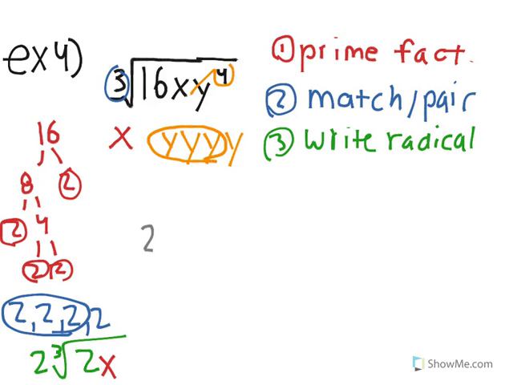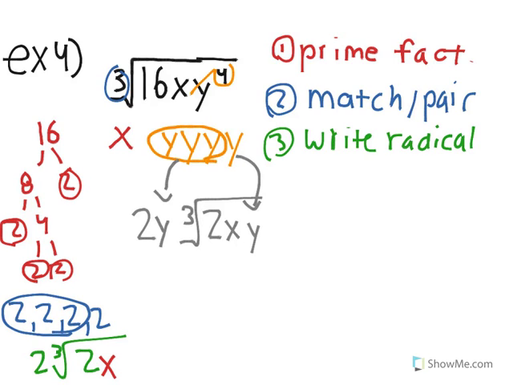So far I have 2, let's write that a little neater. I have 2, the cube root of 2x. Now I can bring the one pair of y's here, so I'll have a y and the remaining y here. So I'm left with my final answer of 2y, the cube root of 2xy.